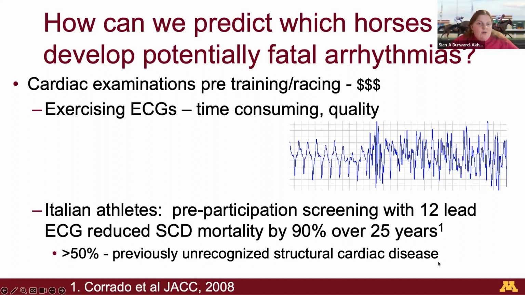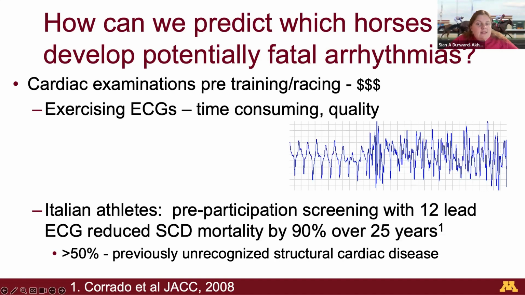A few decades ago, Italy introduced a somewhat controversial pre-participation screening protocol for young athletes. This didn't include exercising ECGs, but it included a 12-lead ECG prior to high-level exercise for human athletes. And the reduction in sudden cardiac death mortality over the 25-year period reported in the study is dramatic. It's about 90%.